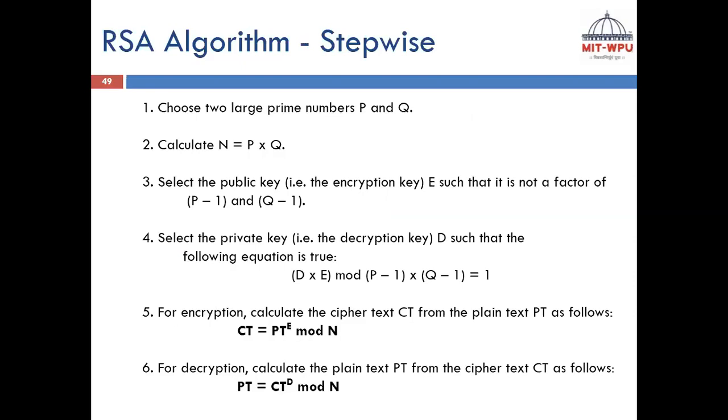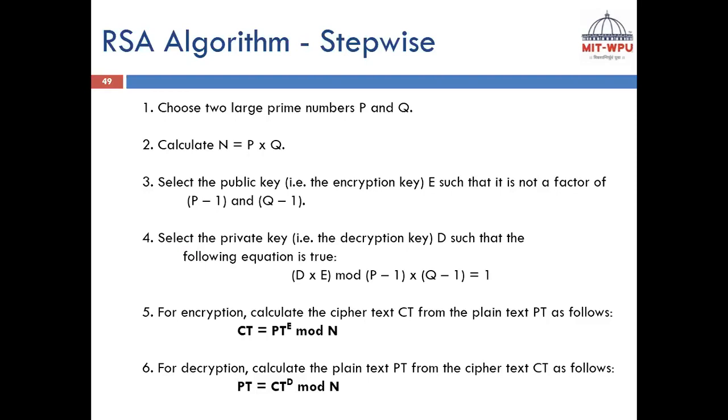Now this slide shows the stepwise RSA algorithm, where in step 1 we choose two prime numbers P and Q. They are large prime numbers, generally of size like 1024 bits, or in decimal digits, around 300 digits. We calculate N, which is P multiplied by Q. Then select the public key E such that it is not a factor of P minus 1 and Q minus 1. Select the private key, that is the decryption key D, such that the following equation is true: D multiplied by E mod (P minus 1)(Q minus 1) equals 1.